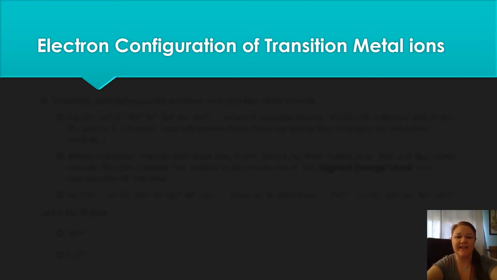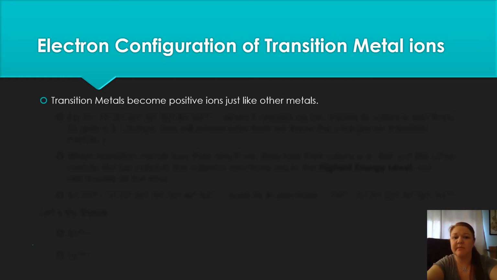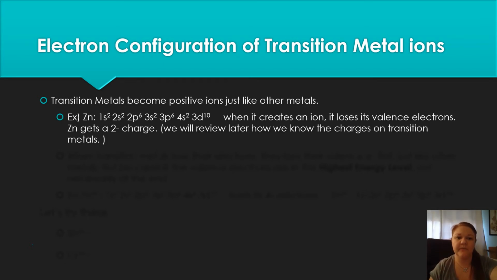All right, now we're going to take a look at the electron configuration of transition metal ions. Transition metals become positive ions just like other metals. Most of our periodic table, from the stair-step line on the right side all the way to the left, are metals except for hydrogen, and all of those metals become positive ions. An example would be zinc. We have its electron configuration listed there, and when it creates an ion, it loses its valence electrons, and zinc gets a 2+ charge. Little typo there. We will review later how we know what the charge is for transition metals and how we can figure those out.